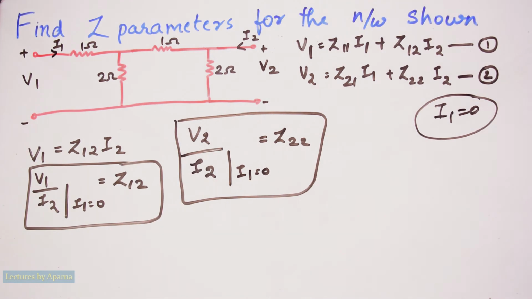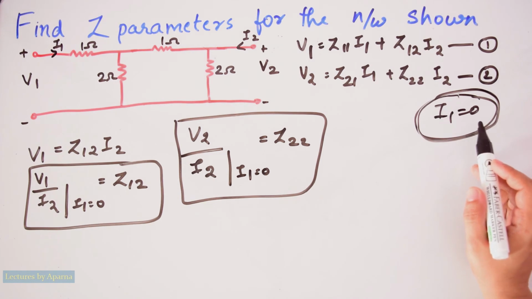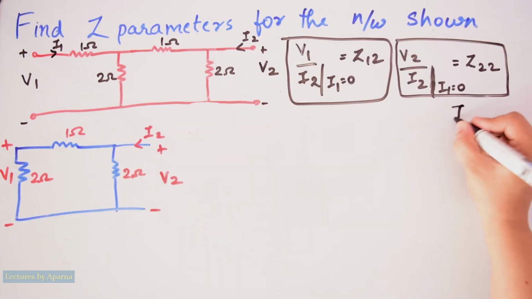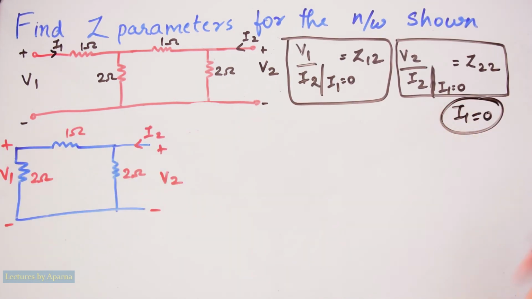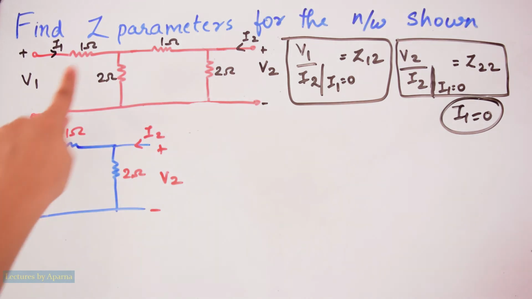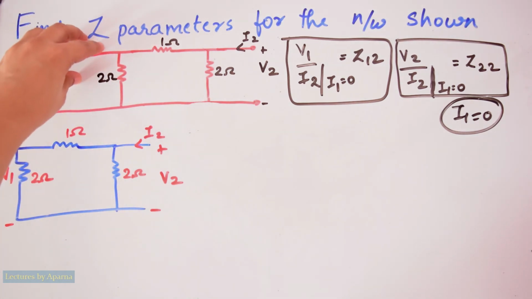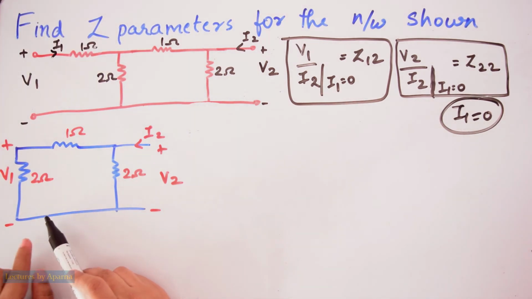So we have to draw the circuit with I1 equal to 0 and then find V2 by I2 and V1 by I2 to get the other two Z parameters. So the circuit with I1 equal to 0 will be like this. I1 equal to 0 means that we are open circuiting this portion. So we don't have to consider this portion. So the circuit will be like this.